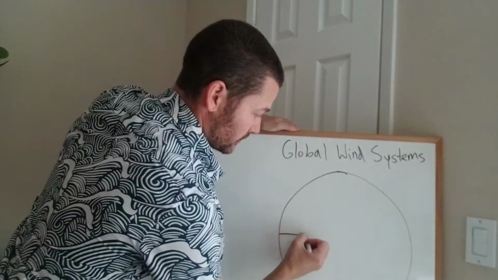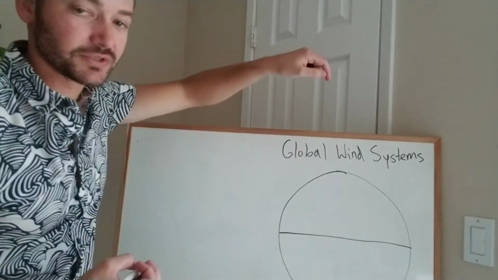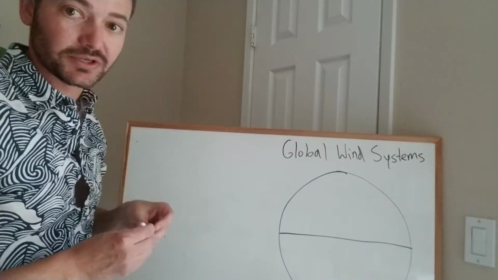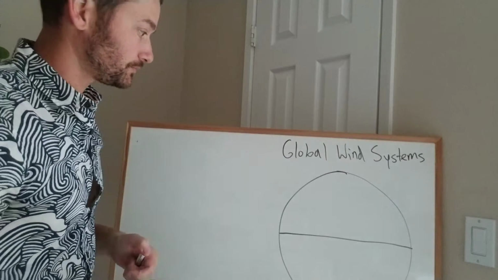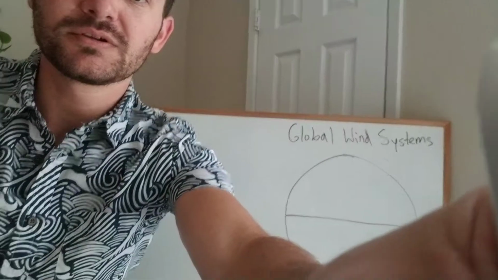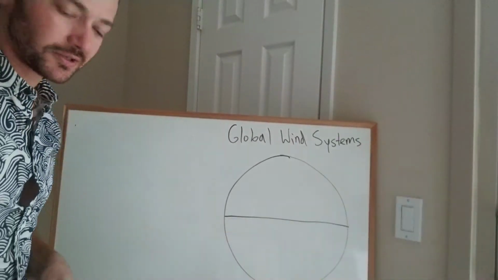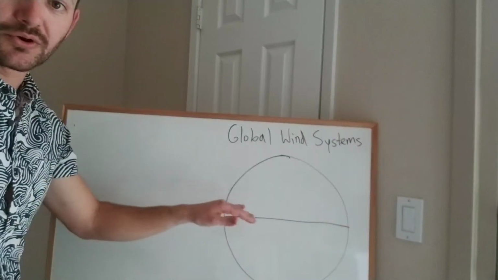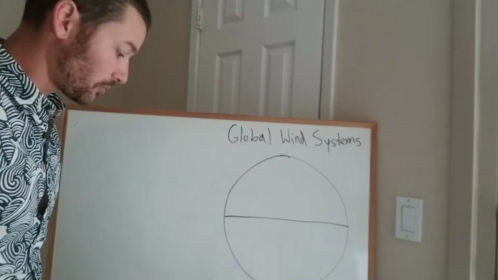Draw the equator right in the middle. There's going to be 6 of these, so you want to take up 6 lines of paper if you're using paper to draw it. We've got the equator in the middle again. Okay, so the global wind systems.